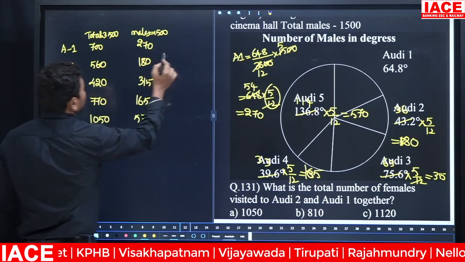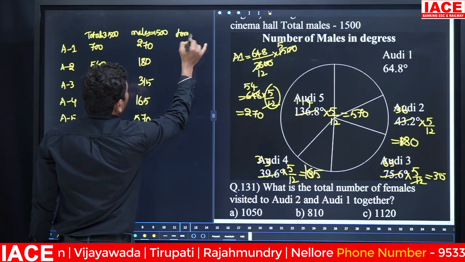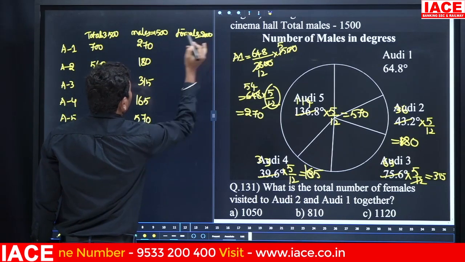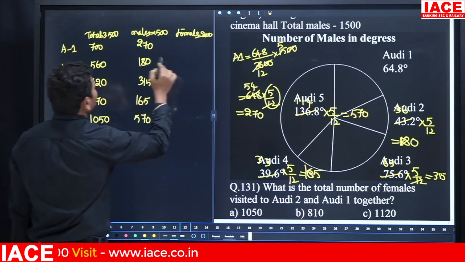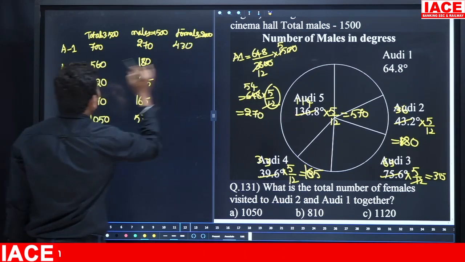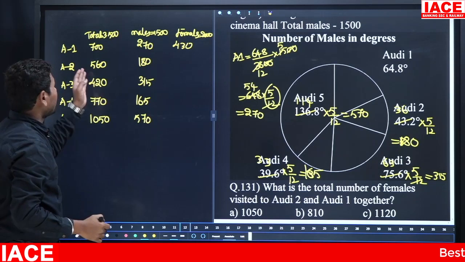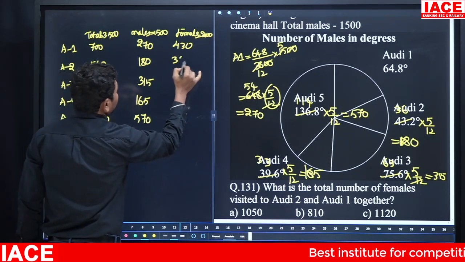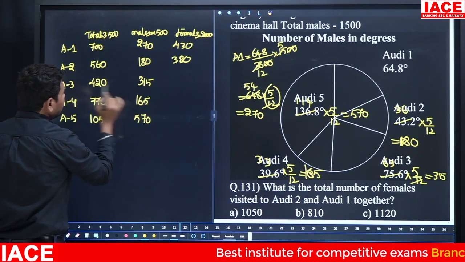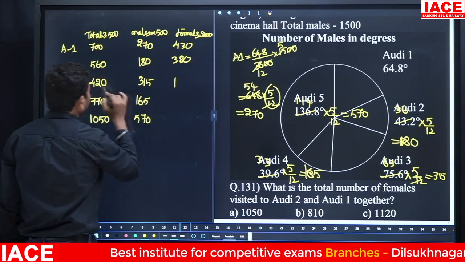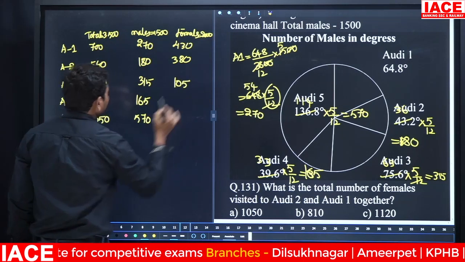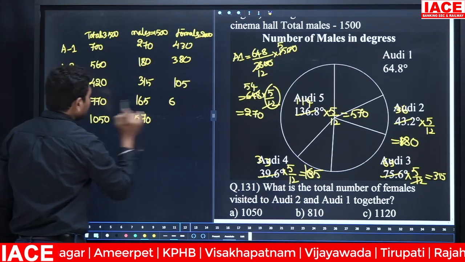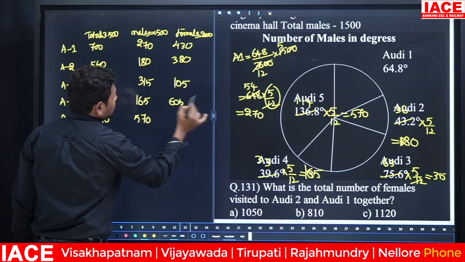Then the total people minus males will give you the females also. Then 700 minus 270, here you will get the number of females. 700 minus 270 is 430. And 560 minus 180, from 500, 100 will be removed, it is 380. And 420 minus 315: 400 minus 300 is 100, 20 minus 15 is 5, so 105. Next, 770 minus 165: 7 minus 1 is 6 and 70 minus 65 is 5, so 605.